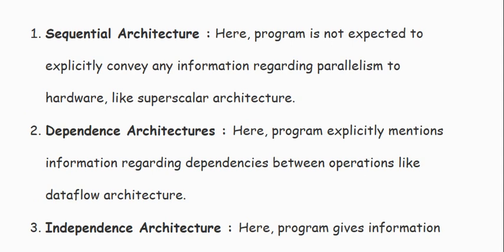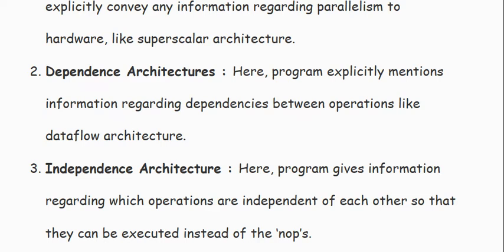Sequential architecture. Here, the program is not expected to explicitly convey any information regarding parallelism to hardware, like superscalar architecture. Dependence architectures. Here, the program explicitly mentions information regarding dependencies between operations, like dataflow architecture. Independence architecture. Here, the program gives information regarding which operations are independent of each other so that they can be executed instead of the NOPs.